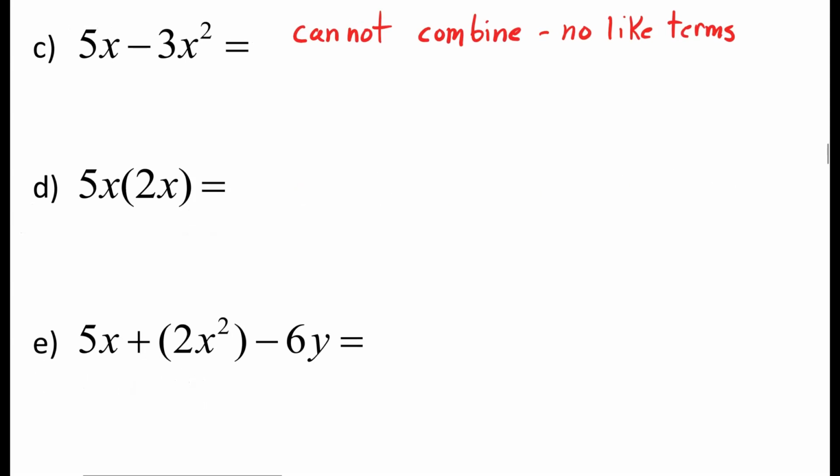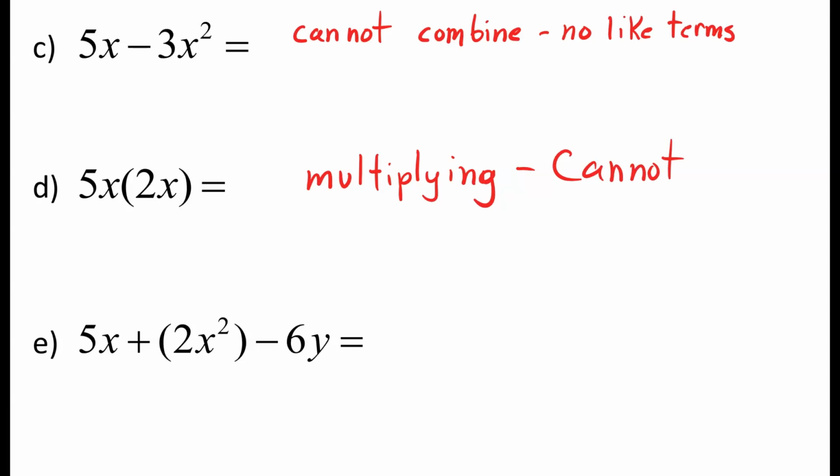Looking at D, we have 5x and then in brackets 2x. So we have a multiplication here. If it is a multiplication, it is not the start of a new term, so that means we can't combine these together. So when we're looking at this, multiplying, you can't combine. So cannot combine.